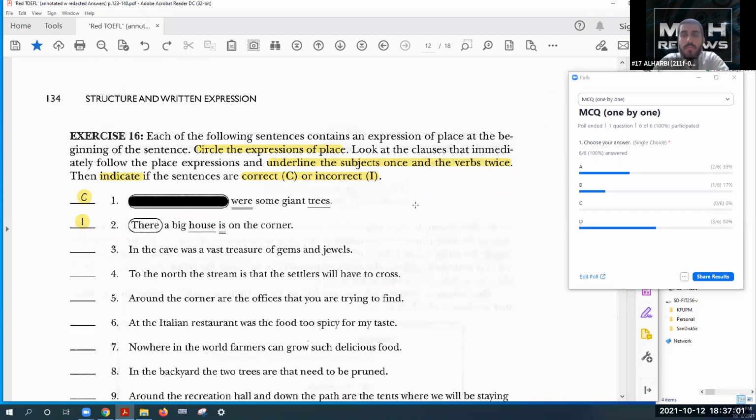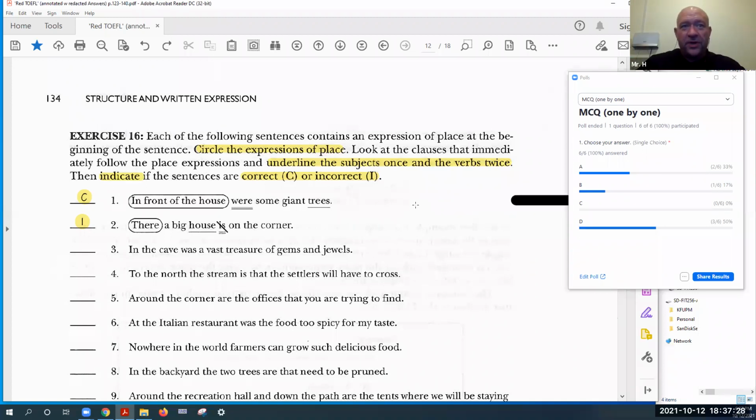Mohammed, you want to try to explain number two? Read it. There a big house is on the corner. It is incorrect. Why? Because here, a big house is on the corner, so we don't need there. This idea is complete, right? If I cover up there, it is complete. So how should it be? There is a big house.